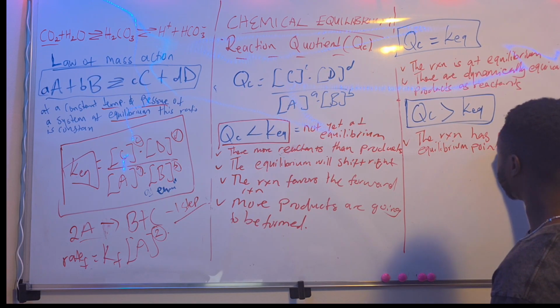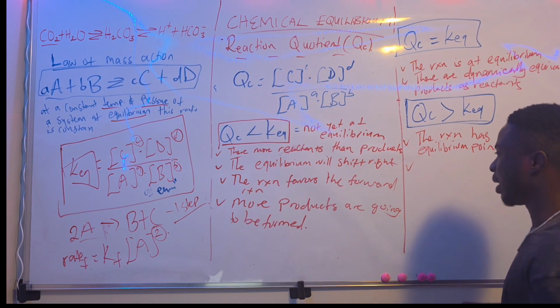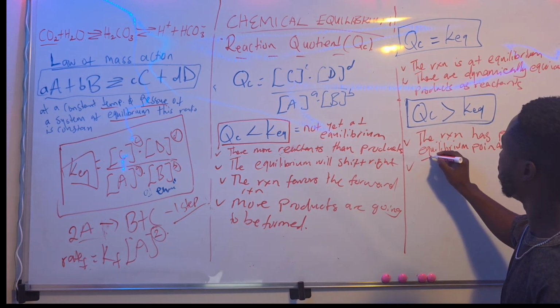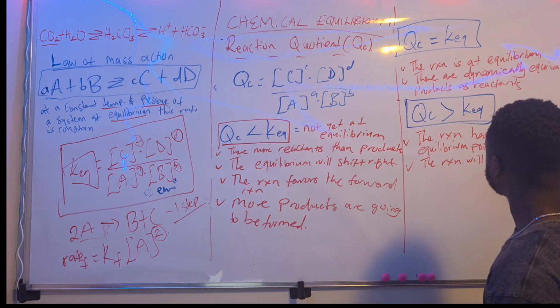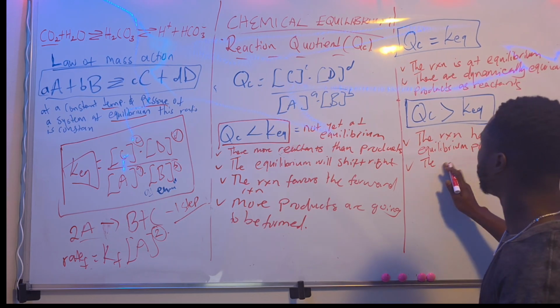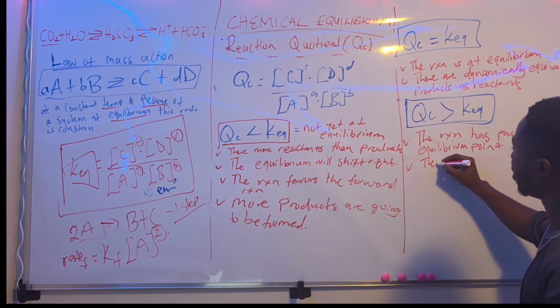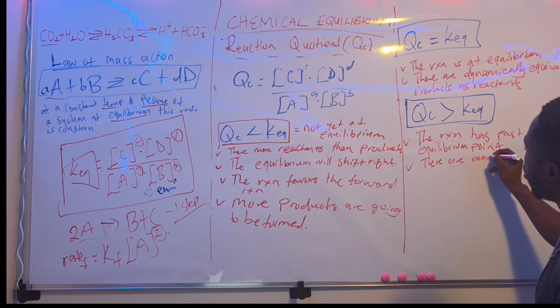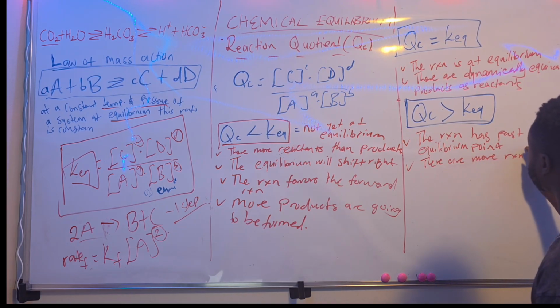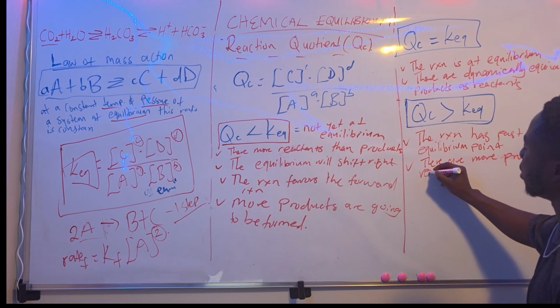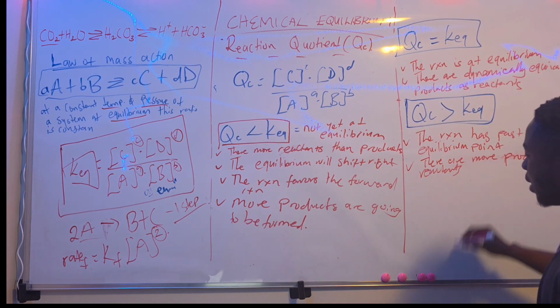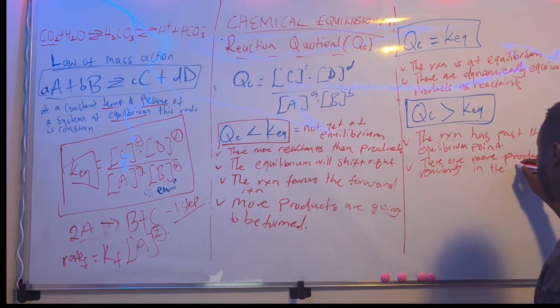The equilibrium point. Now since the reaction has passed the equilibrium point, the reaction will shift, meaning since the reaction has passed the equilibrium point, there are more reactants. No, there are more products than reactants, right, in the system or the solution or whatever the reaction is.